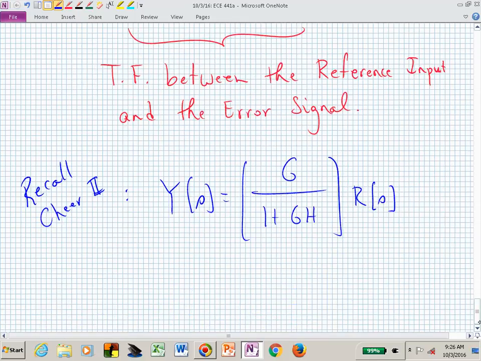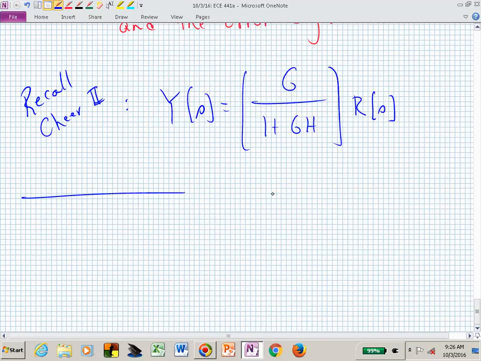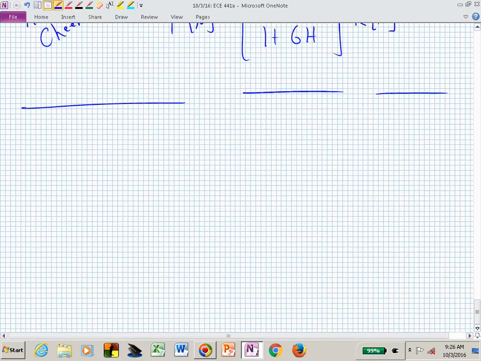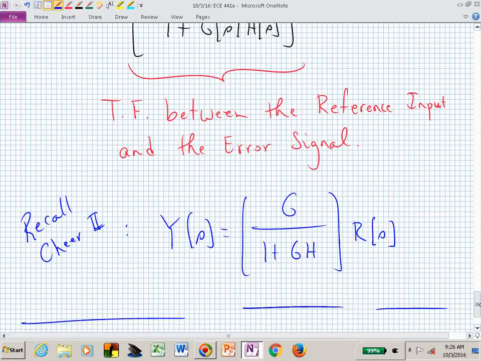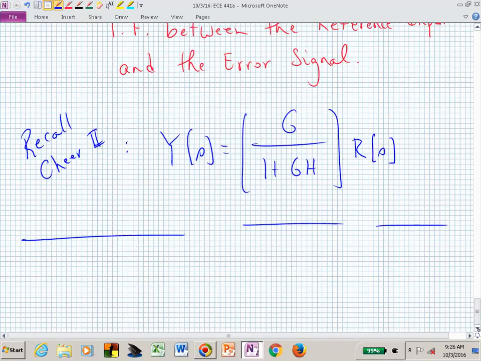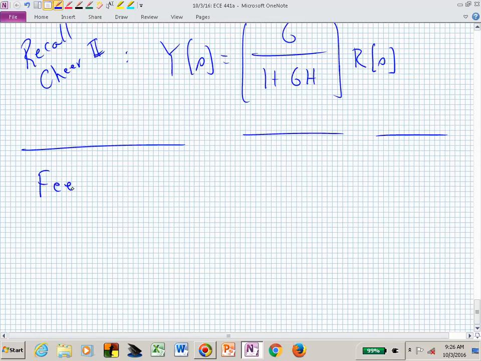What are some properties or benefits to having this feedback? And the feedback is really giving us this denominator of 1 plus GH. Let's look or talk about now some feedback properties.